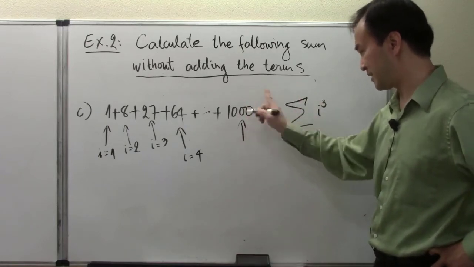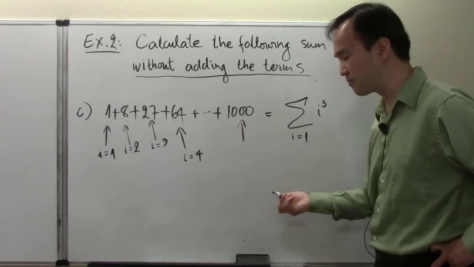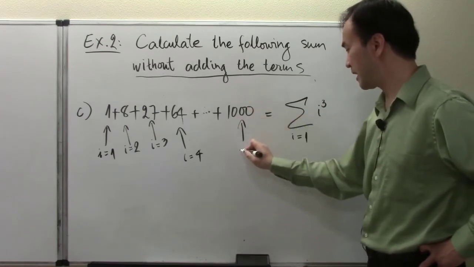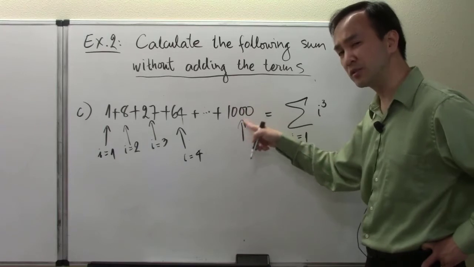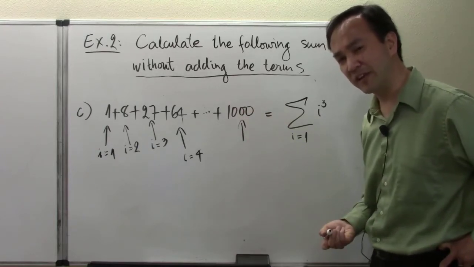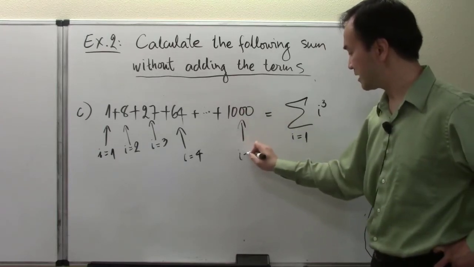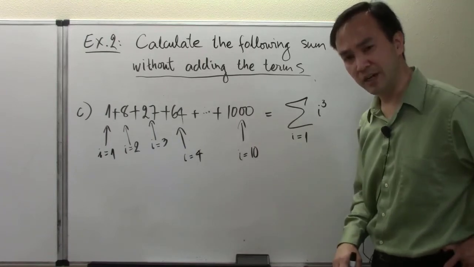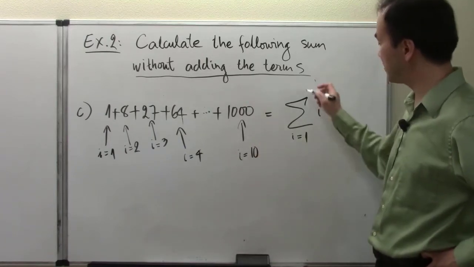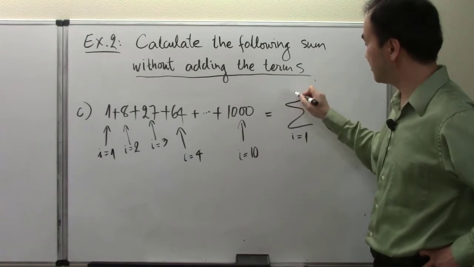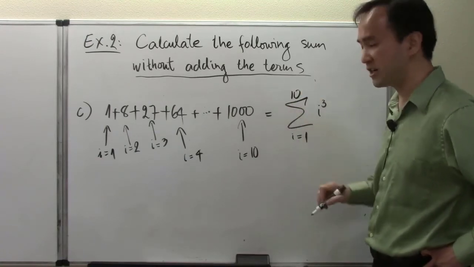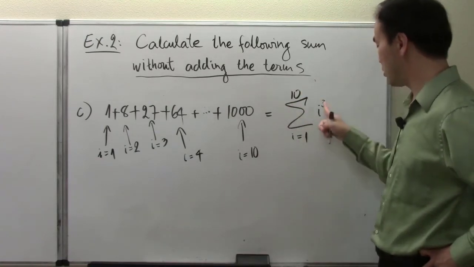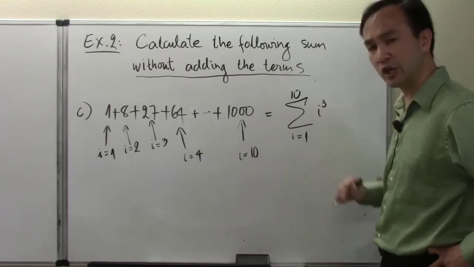Well, the last term is 1,000, that's the value, but which position is this? What cube is 1,000? 1,000 is a perfect cube of 10. So 1,000 is 10 cubed. That means this is a sum from term 1 to the 10th term, or there are 10 terms, where each term has value i cubed.